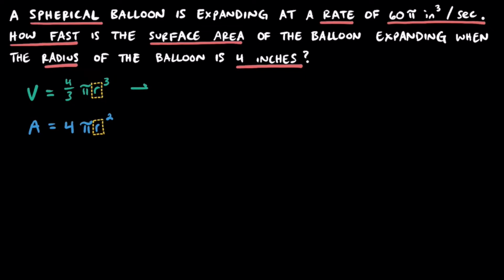So while we're given a rate of change for the volume, which is going to be 60 pi inches cubed per second, we're not given a rate of change for the area, or the surface area. When the question asks us about how fast, that's what we're looking for. We're looking for the rate of change for the surface area of this sphere with respect to time. This value over here is our rate of change for the volume, and that's going to be our dV/dt. And the rate of change for the surface area we're looking for is going to be dA/dt in relation to time.